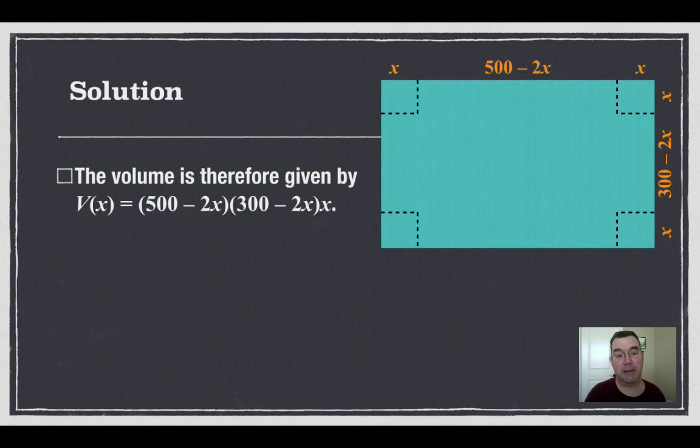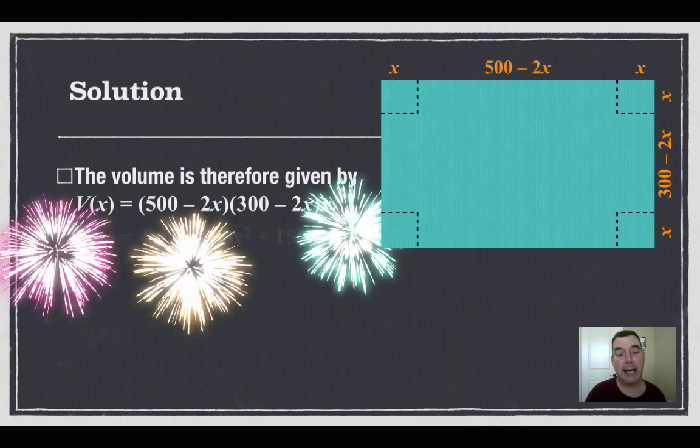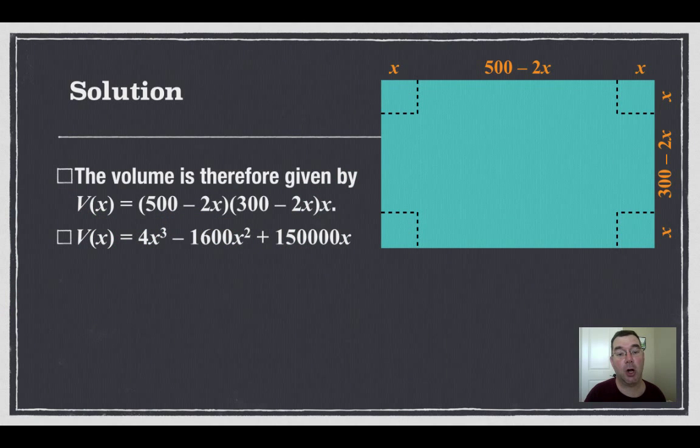It's going to be the length, 500 minus 2x, times the width, 300 minus 2x, times the height, which is just x. And if I expand all of that out, I get 4x cubed minus 1600x squared plus 150,000x. So that's another way of calculating the volume of the box. To find the maximum volume, I'm going to take the derivative of that and see where it's equal to 0. That way I'll find a maximum of the function.